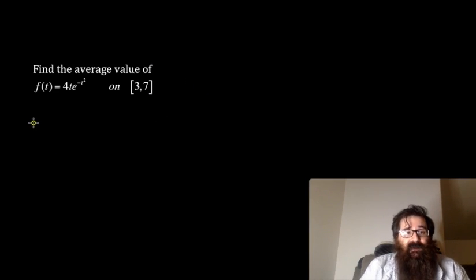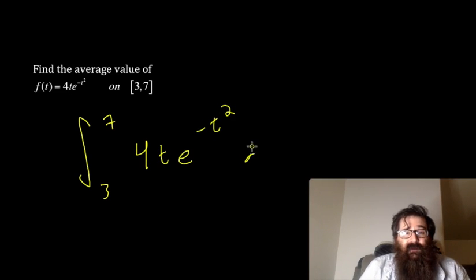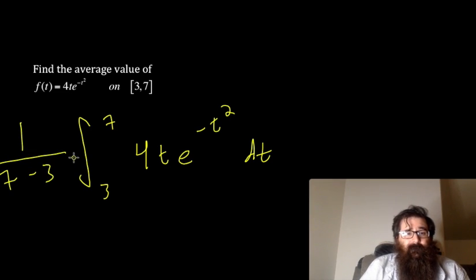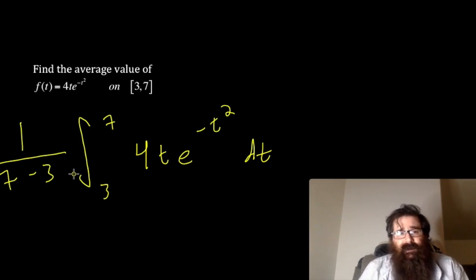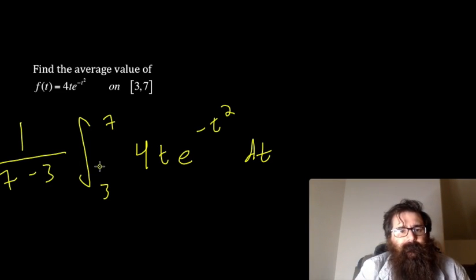Let's set it up. We know how to set these up. I want to integrate from 3 to 7. I want to integrate my function, which is 4 times t times e to the negative t squared, with respect to t, but I have to correct this and make it an average value by dividing by the length of the interval, which is 7 minus 3. Or I like to do multiplying by 1 over 7 minus 3.